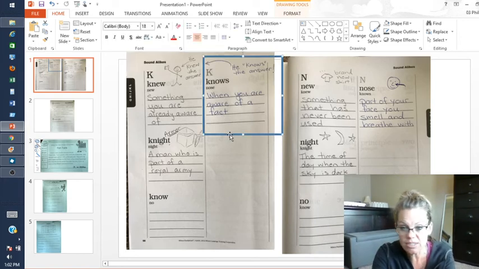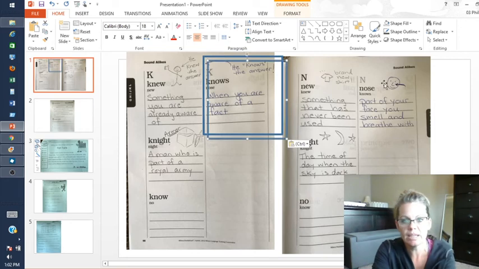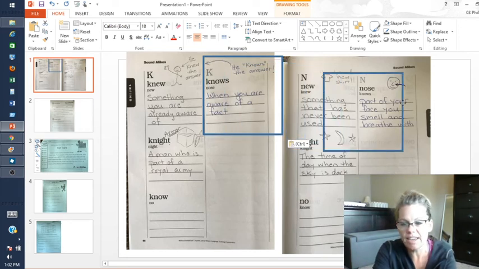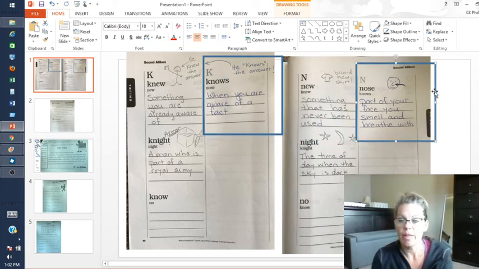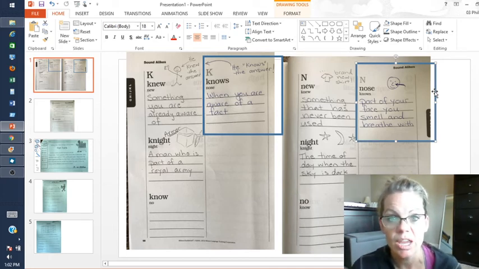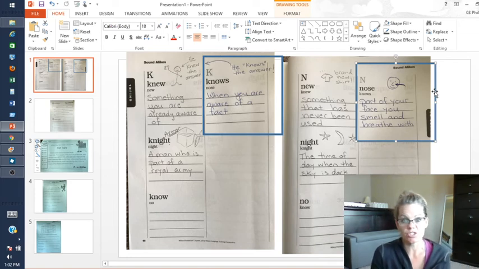Okay, the other nose is going to be on page 101, so pause it if you need to. And it's going to be the nose on your face. So the part of your face that you smell and breathe with is your nose, right? So you can draw a picture of a face and draw an arrow to your nose. So go ahead and pause the video and write down those two definitions real quick.